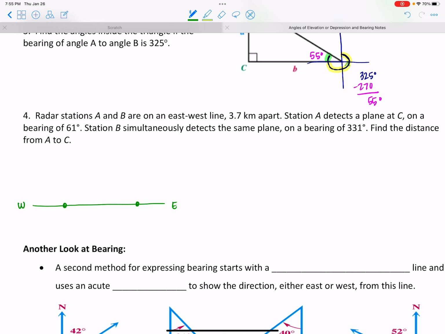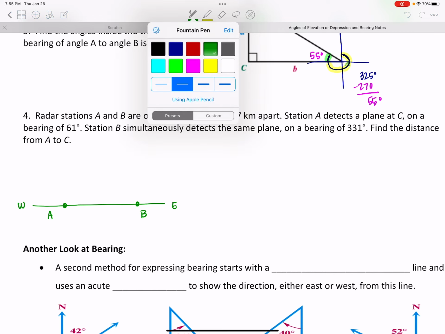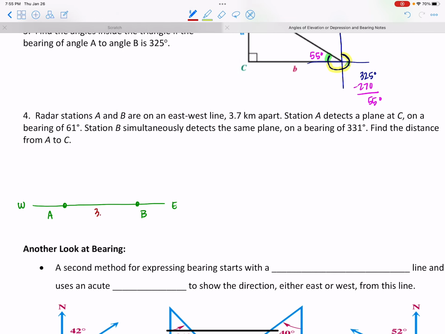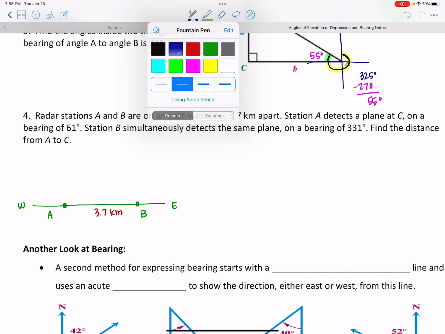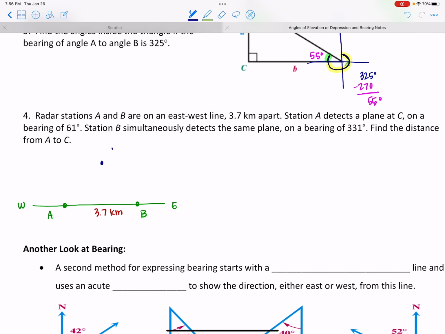Okay, so let me label this one A, and let me label this one B, and it says that those two points are 3.7 kilometers apart. So 3.7 kilometers. Then it says that Station A detects a plane at C. So we have a third point C, and that's on a bearing of 61 degrees. We want to put C out here somewhere. So I'm going to put C out here because I want to make an angle from A that has a 61 degree bearing. So maybe I'll draw that first and then you'll see why C has to be out there.